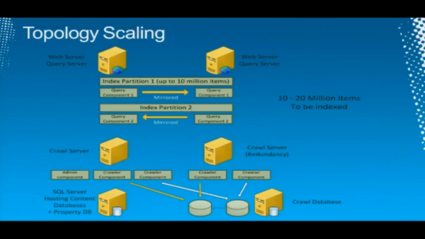Now we already know, as we can see on this example here, that an index partition can have up to 10 million items. So if we've got to index anything between 10 and 20 million items in SharePoint 2010, we need to create a second index partition.